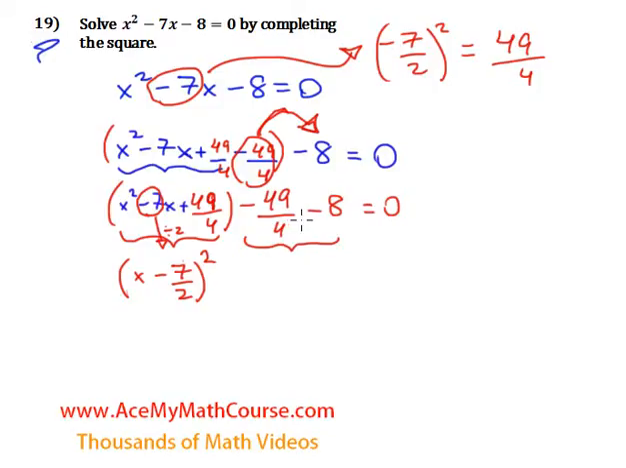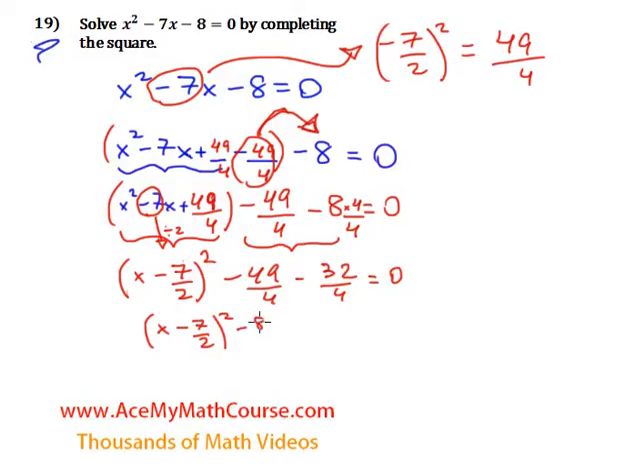So how can we combine these two numbers? Well, I can get a common denominator. So I can multiply top and bottom by 4. So we have negative 49 over 4 minus 32 over 4, because 8 times 4 is 32. Okay, so x minus 7 over 2 squared. Now, negative 49 minus 32, that's negative 81, still over 4.